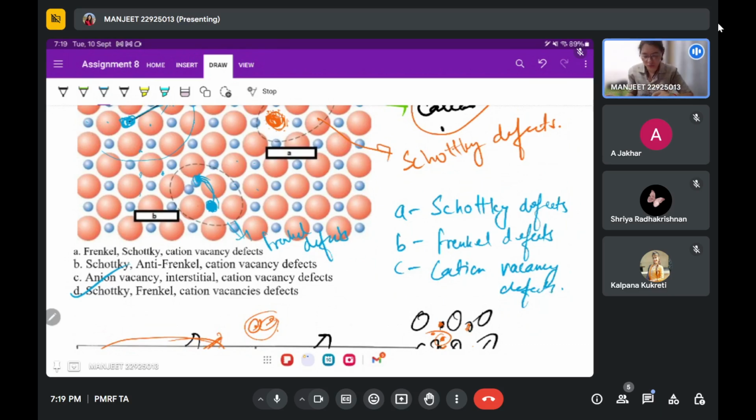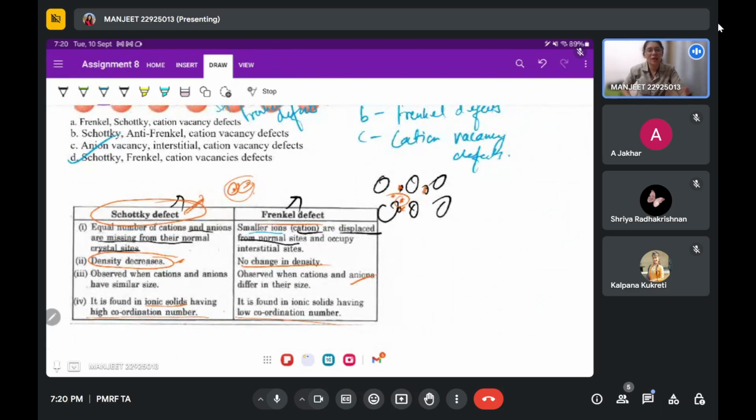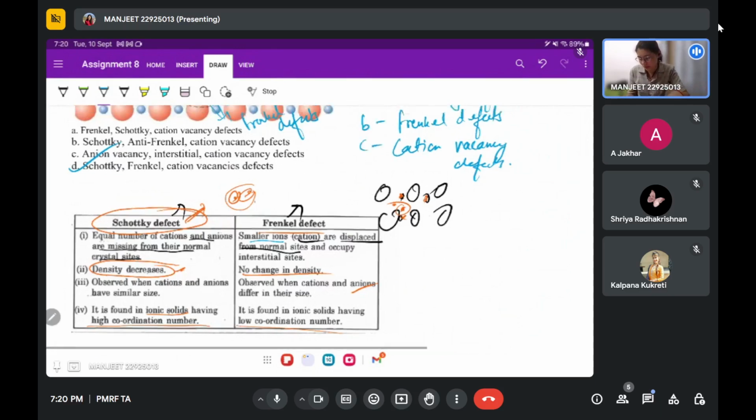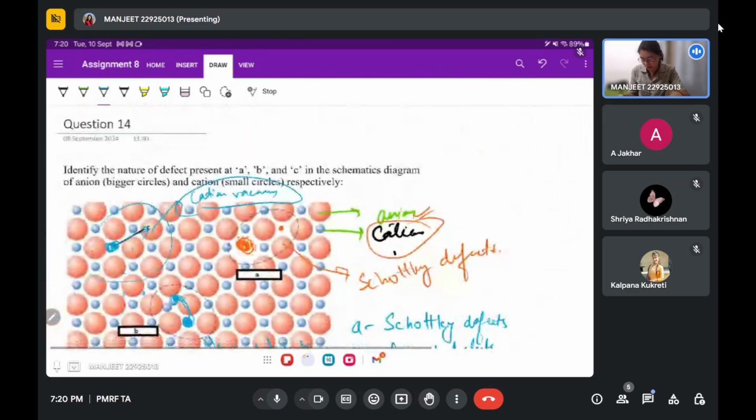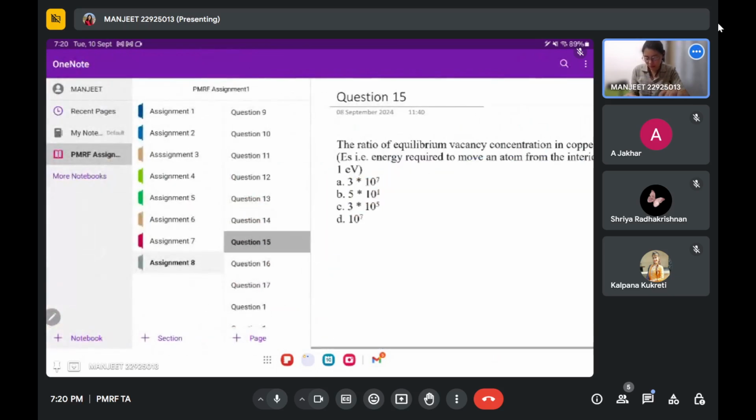So remember this: the Schottky defect is when an equal number of cations and anions are missing from their normal sites, and in the Frenkel defect the smaller ion moves from its normal site to the interstitial site. Okay, and a vacancy is basically the absence of a cation or anion from its normal site, and it is vacant. It is not moving to another site. So that is the vacancy one. Okay, so this is all about how to identify what kind of defect is present in your lattice.